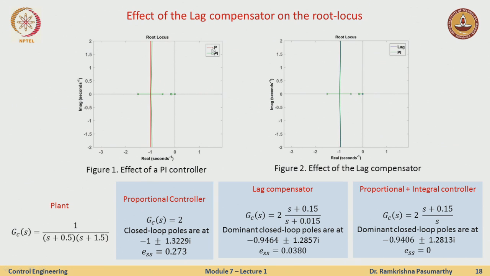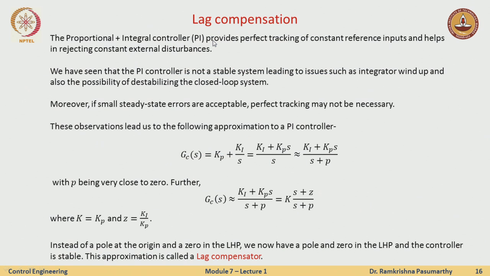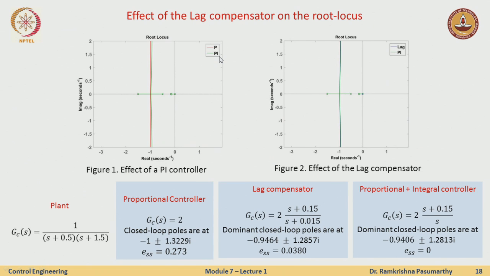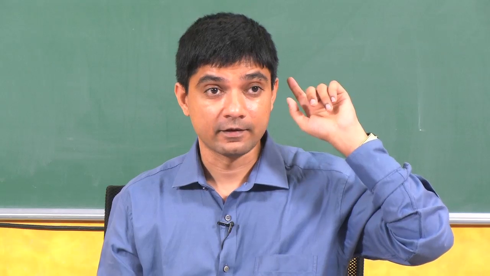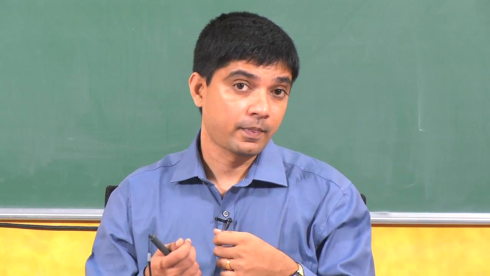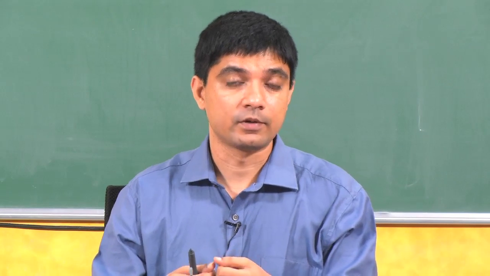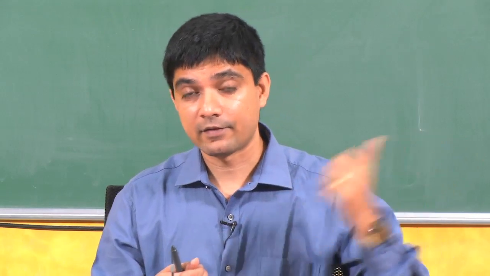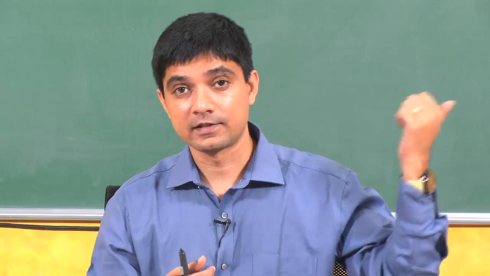So I have a plot here with a P and a PI. And all the time while we were talking of PI, we were talking of perfect tracking, disturbance rejection. So all these are steady state behavior. These are all important at the steady state. Now, while I am trying to improve the steady state behavior, does it have any bad influence on the transient behavior?